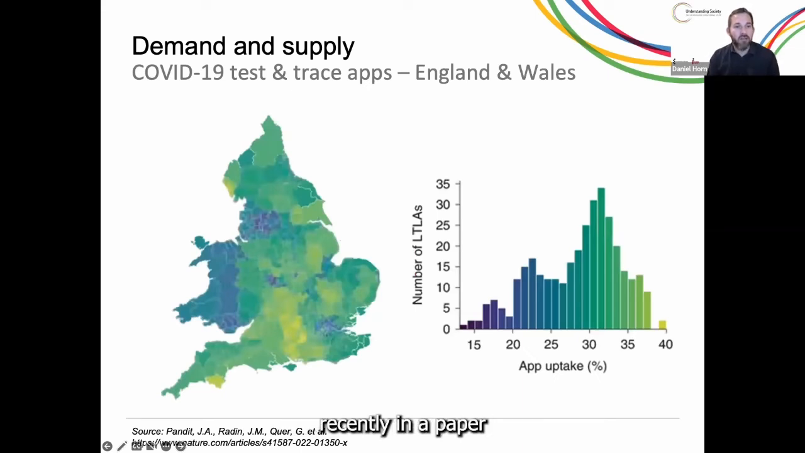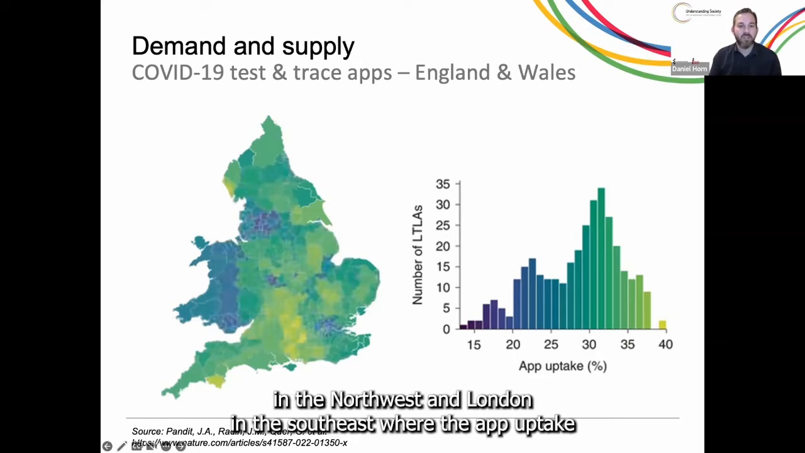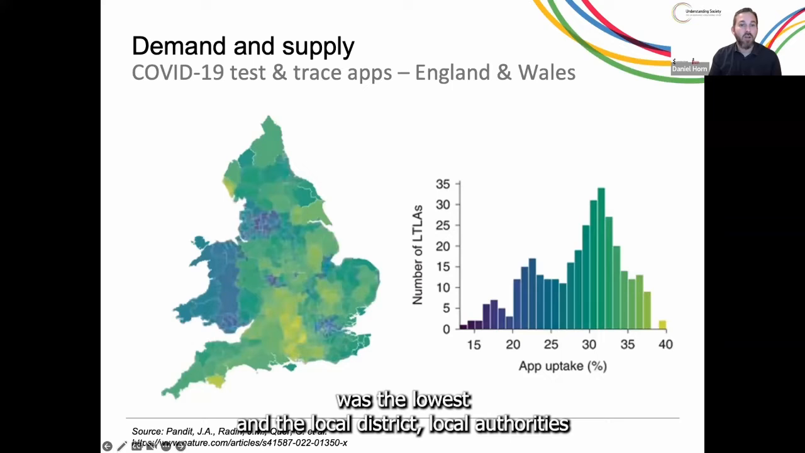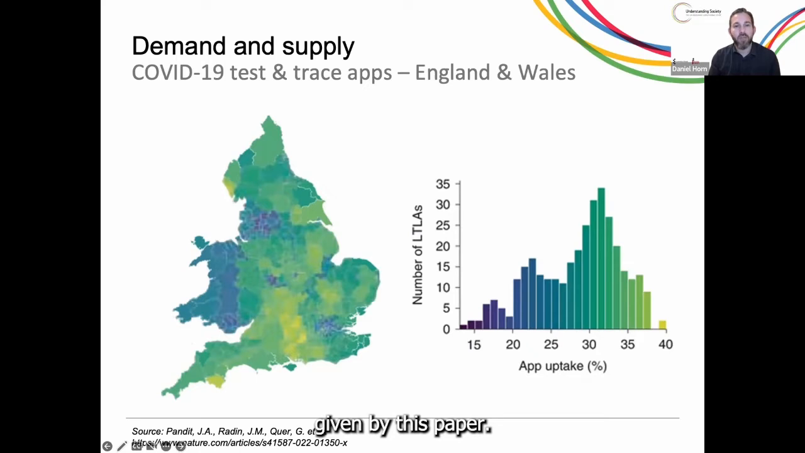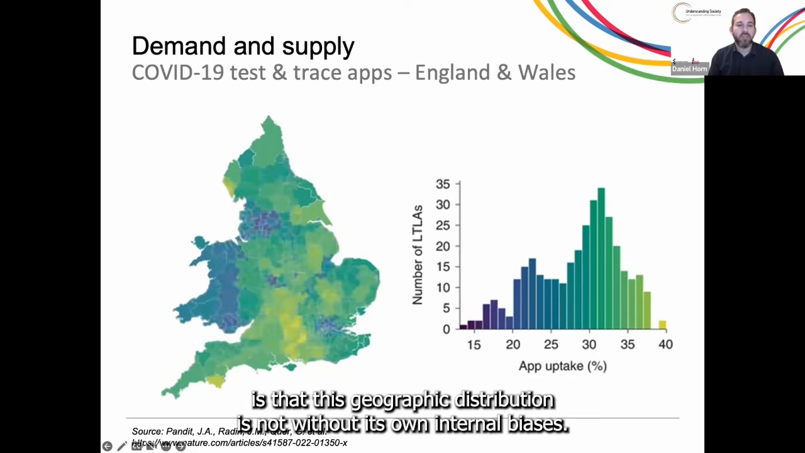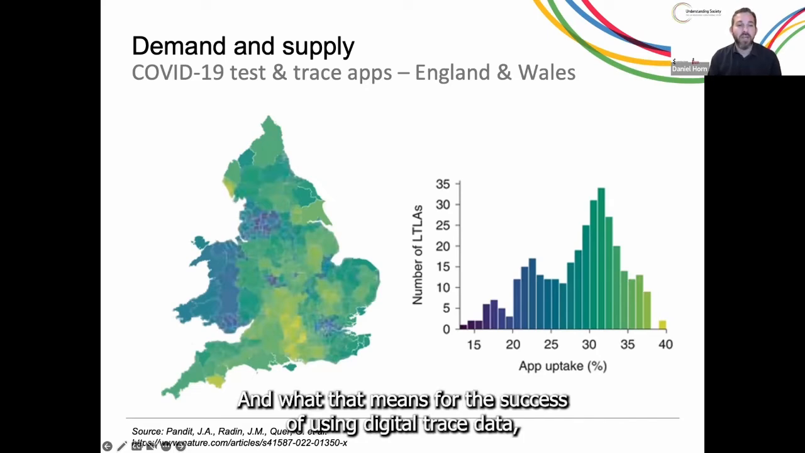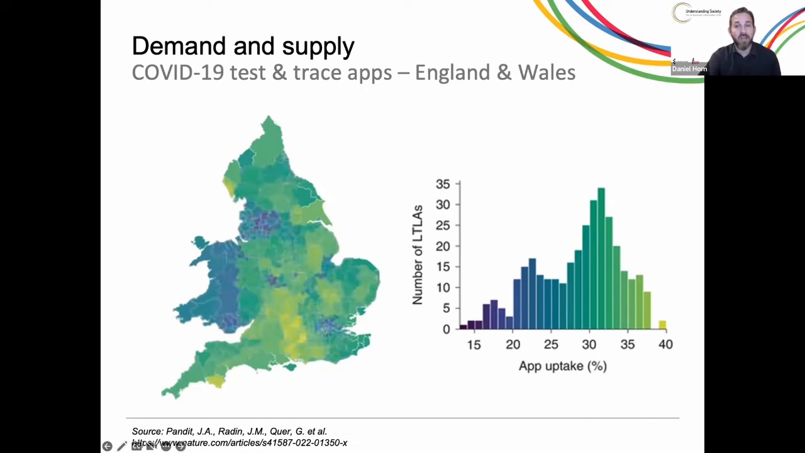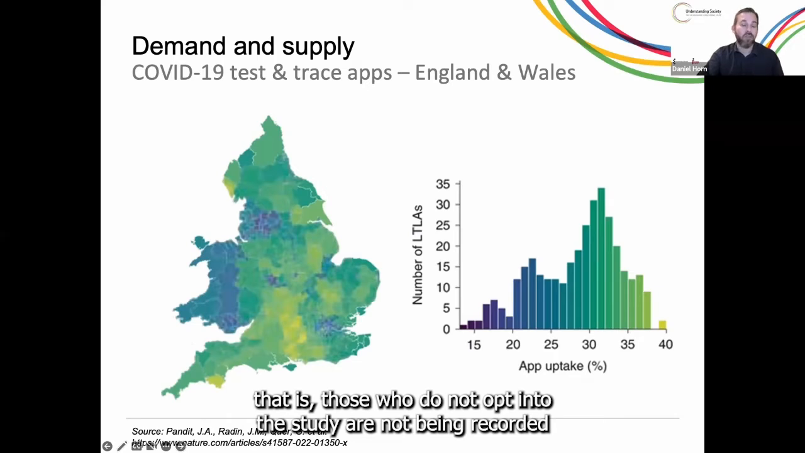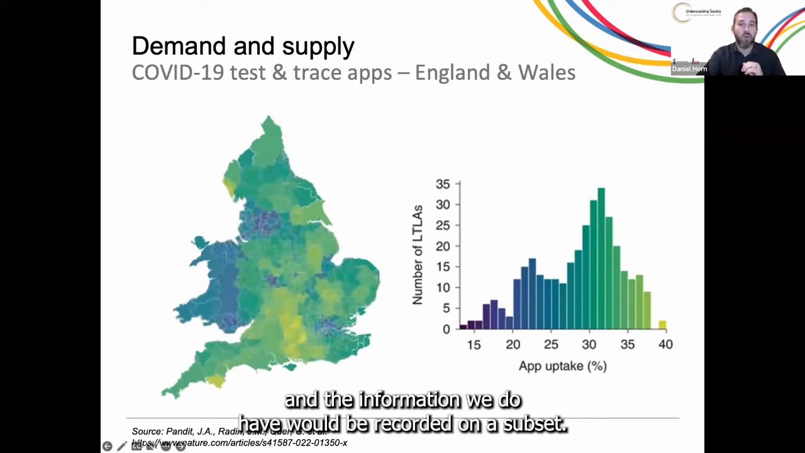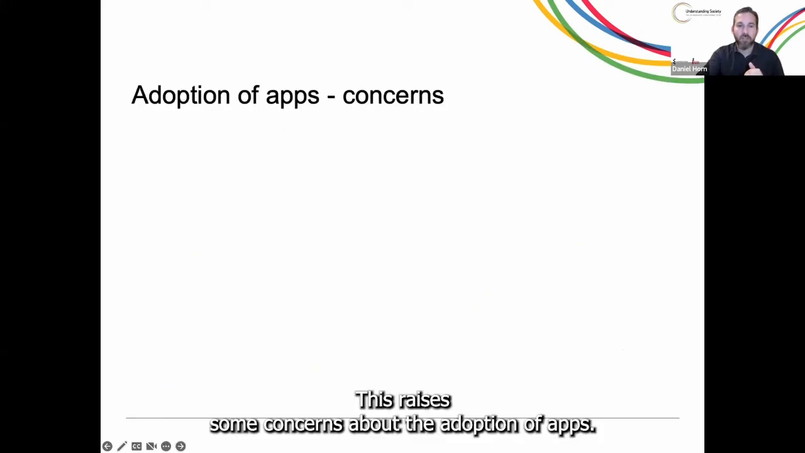Recently in the paper, a geographic segmentation, if you will, of app uptake. And we can notice here, we see Manchester in the northwest and London in the southeast, where the app uptake was the lowest in the local district, local authorities, given by this paper. Now, the thing that's important to note here is that this geographic distribution is not without its own internal biases when we consider the communities living in those areas, and what that means for the success of using digital trace data. That is, those who do not opt into the study are not being recorded, and the information we do have would be recorded on a subset. Now, this raises some concerns about the adoption of apps.